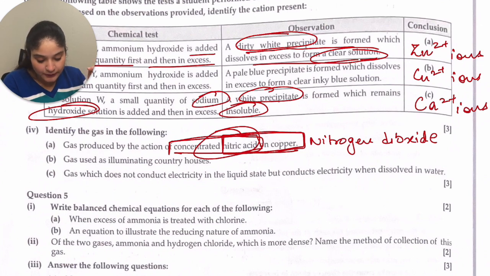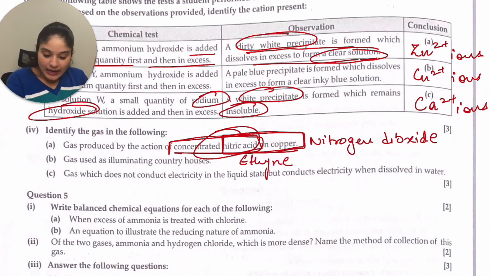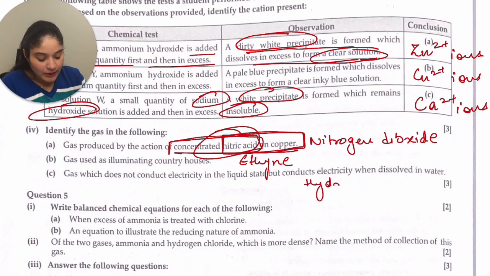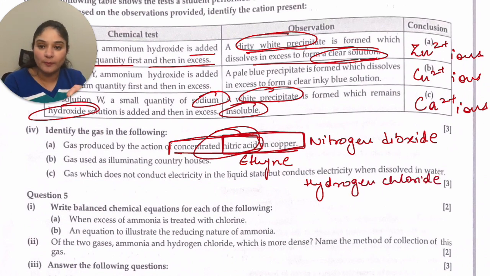Gas used for illuminating country houses. That is ethine. Ethine gas is used. Third, the gas which does not conduct electricity in liquid state but conducts electricity when dissolved in water is hydrogen chloride gas. And why does that happen? That is because when hydrogen chloride is in liquid form, it does not have any free ions. The dissociation happens when you add water to it. So as long as there is no water present, no dissociation of ions happens, therefore no conduction of electricity happens.